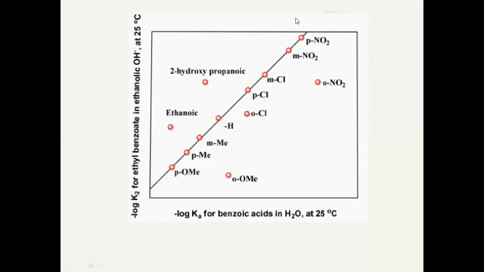Okay, yes. So different groups are taken. You see, in all the cases, the ortho group is omitted from this line: ortho-nitro, ortho-chloro, ortho-methoxy, like this. And one more point, 2-hydroxypropanoic acid is not aromatic, therefore out of this study, and again this ethanoic acid also the same. Okay, fine. That's all.